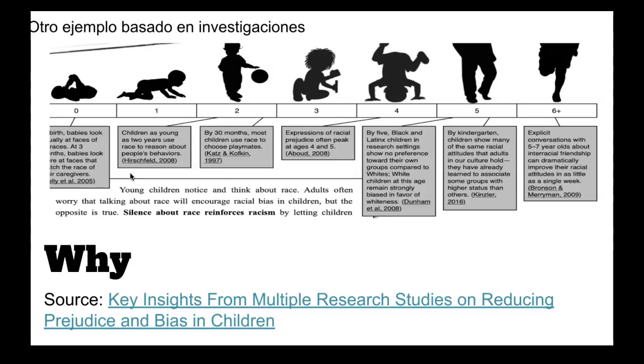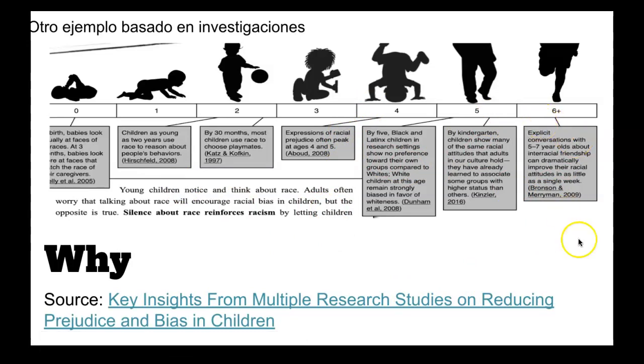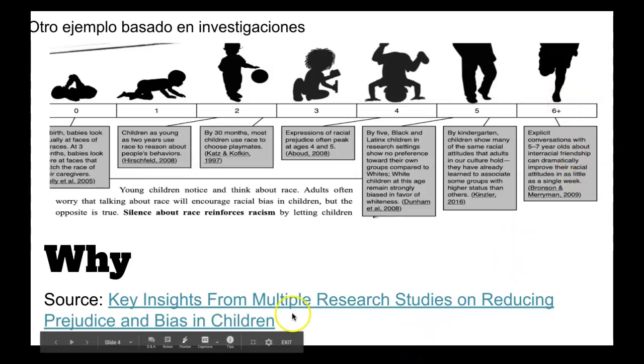yet without any sort of work around combating systems of bias, students as early as 4 and 5 begin to express racial prejudice, because they see examples of dominant narratives that show racial preference or racial hierarchy, and so it starts to confirm any notions around race that were in their mind beforehand. But this image also connects to other research that shows that explicit conversations around interracial friendships or around racial attitudes can show improvement in as little as a single week. And so there's a lot of research around the value of doing this work in schools.